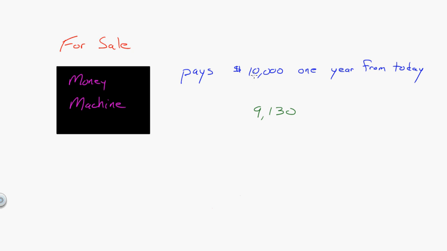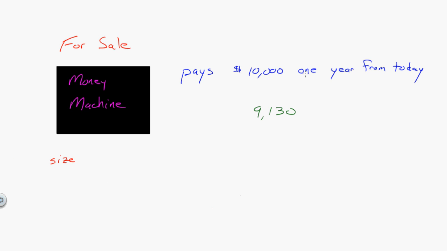Okay, so question number one. What if this money machine didn't pay $10,000, it paid $20,000? Would you pay me more or less? And the answer is, if this thing's going to pay me $20,000 instead of $10,000, you'll pay more, right? I'd rather have more money than less. So the first concept I want you to think about, size matters. So the size of the cash flow is important. In everything we do, we've got to estimate what those cash flows are going to be.